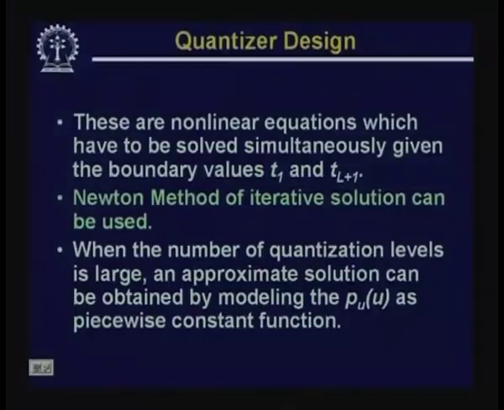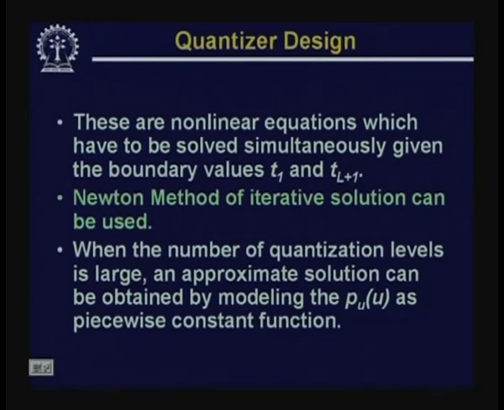Now, you find that these two equations are nonlinear equations, and we have to solve them simultaneously given the boundary values T 1 and T L plus 1. For solving this, one can make use of the Newton iterative method to find the solutions. An approximate or easier solution is possible when the number of quantization levels is very large. In that case, you can approximate p(u), the probability density function, as a piecewise constant function.